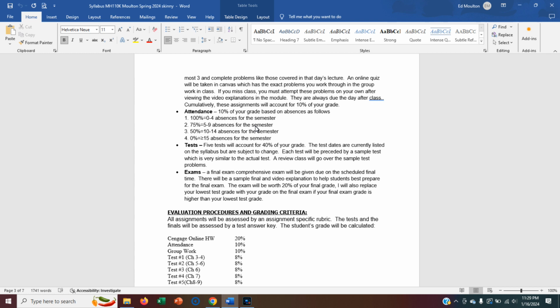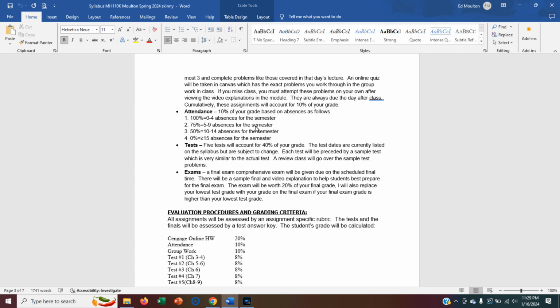The largest portion of your grade is the tests. There are 5 tests in this class worth 8% of your grade each, so it's a total of 40% of your grade. For each of these tests, you'll get 2 full sample tests, sample test A and sample test B. They look exactly like the real test. They have the same length, the same number of questions, and the same difficulty, but obviously different numbers.